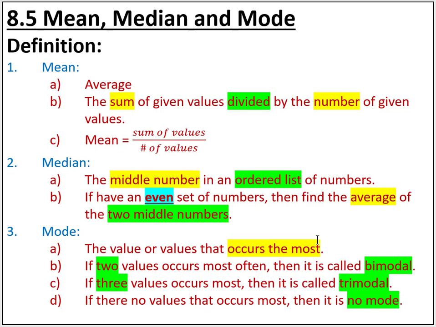Now to go in depth, if there are 2 values that occur most often, then it is called bimodal. Now if there are 3 values that occur most, then it is called trimodal. If there are no values that occur the most, that means that if you check each value and they all have the same frequency, then there is no mode for your final answer.